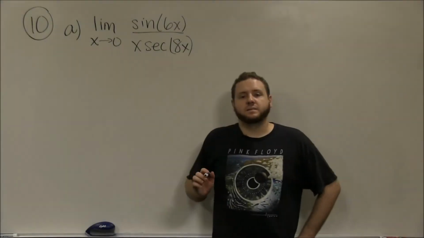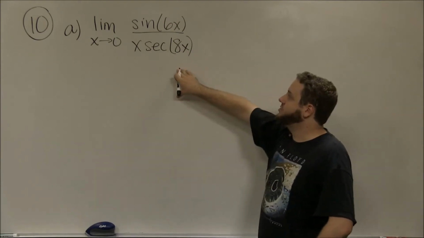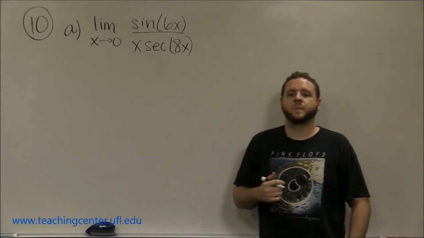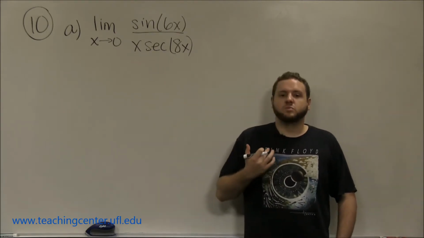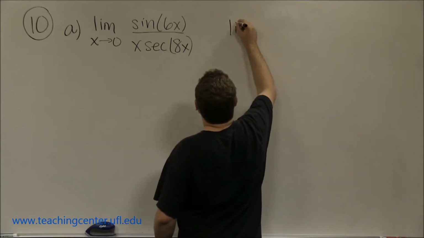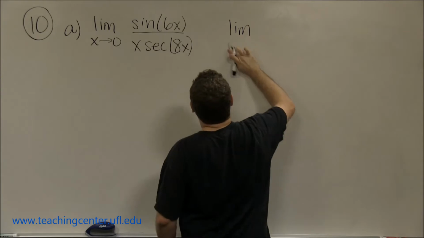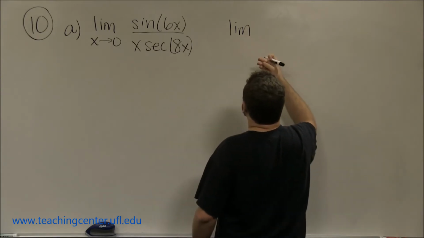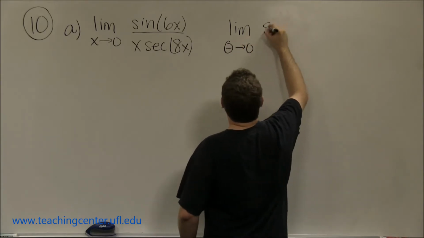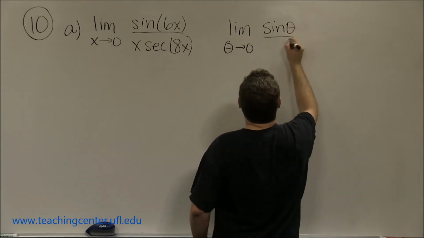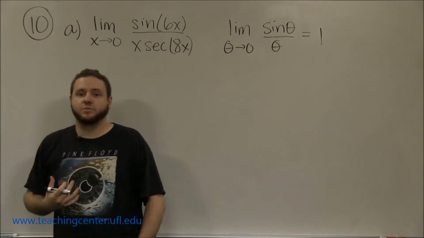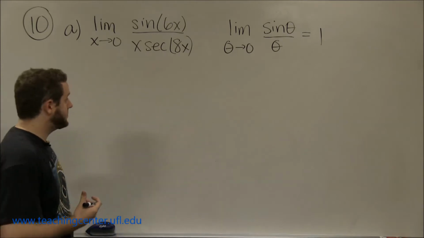Problem number 10a, we're asked to evaluate this limit as x approaches 0 of sine of 6x over x times secant of 8x. To answer this question, there's one particular identity that you must know: if you have the limit as theta goes to 0 of sine theta over theta, this limit is always equal to 1. So that is essential for you to answer this problem.